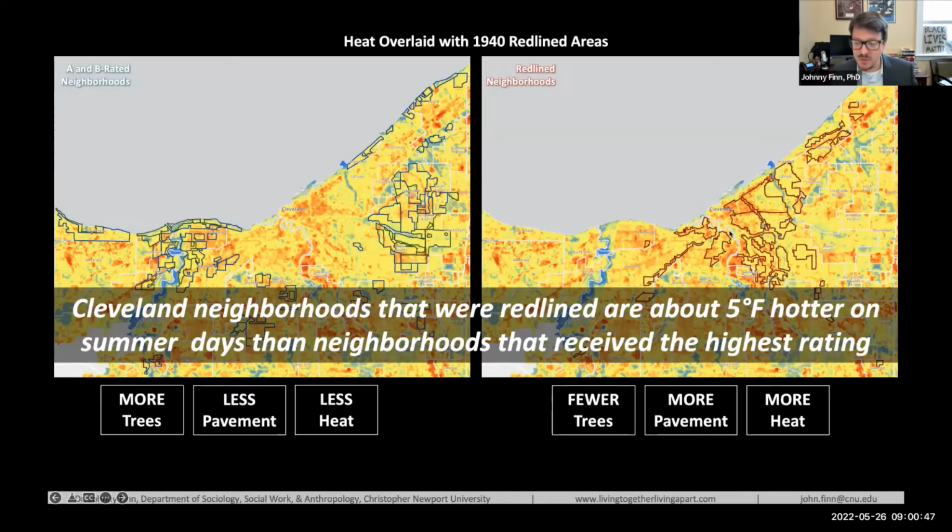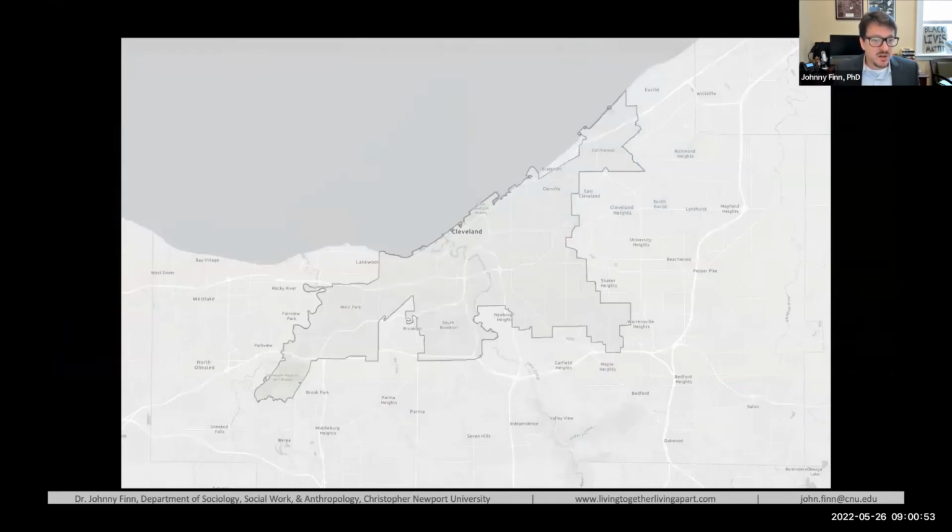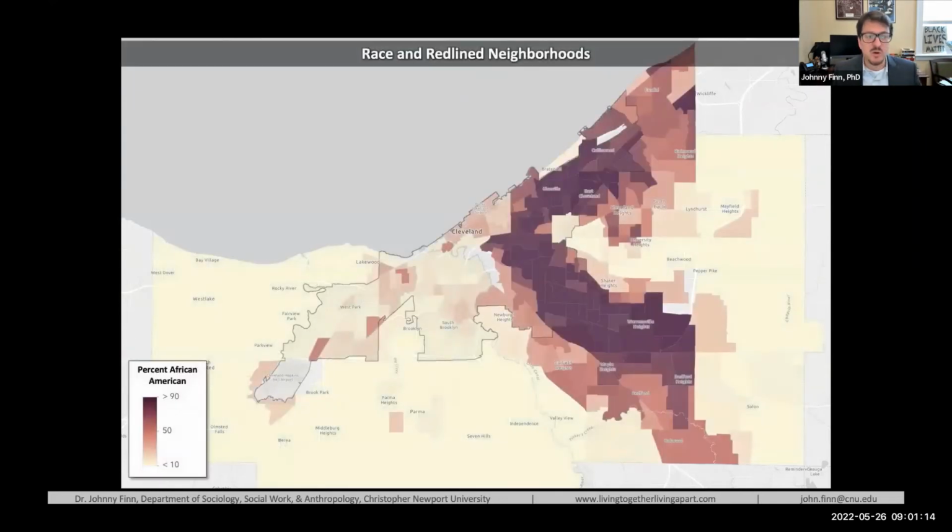I want to show just a couple more maps before we get to thinking through where we go from here. And so let me zoom out to nearly the entire county. And I want to get to this idea of the cumulative impact. I've already showed you the maps of race, of income, of poverty, of home values, of trees, of imperviousness, of heat. But let's add a few more layers onto this map.